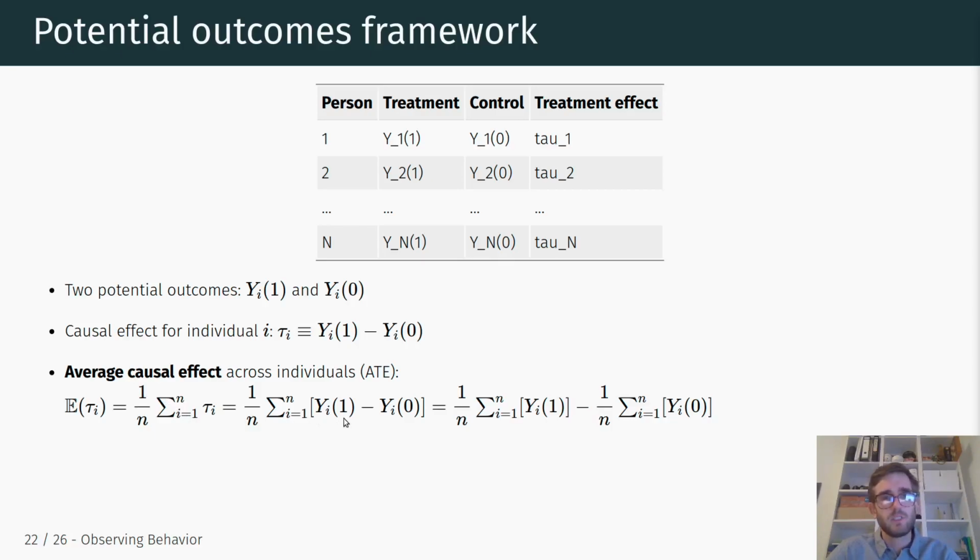Okay. And ultimately, we can split up the sum. This tau_i, of course, is the difference between y_i1 minus y_i0, so the outcome under treatment minus the outcome under control. And we can separate this sum into the first component being the average earnings, for all potential outcomes for all individuals in the treatment group, minus the average outcome or earnings in this case in the control group.